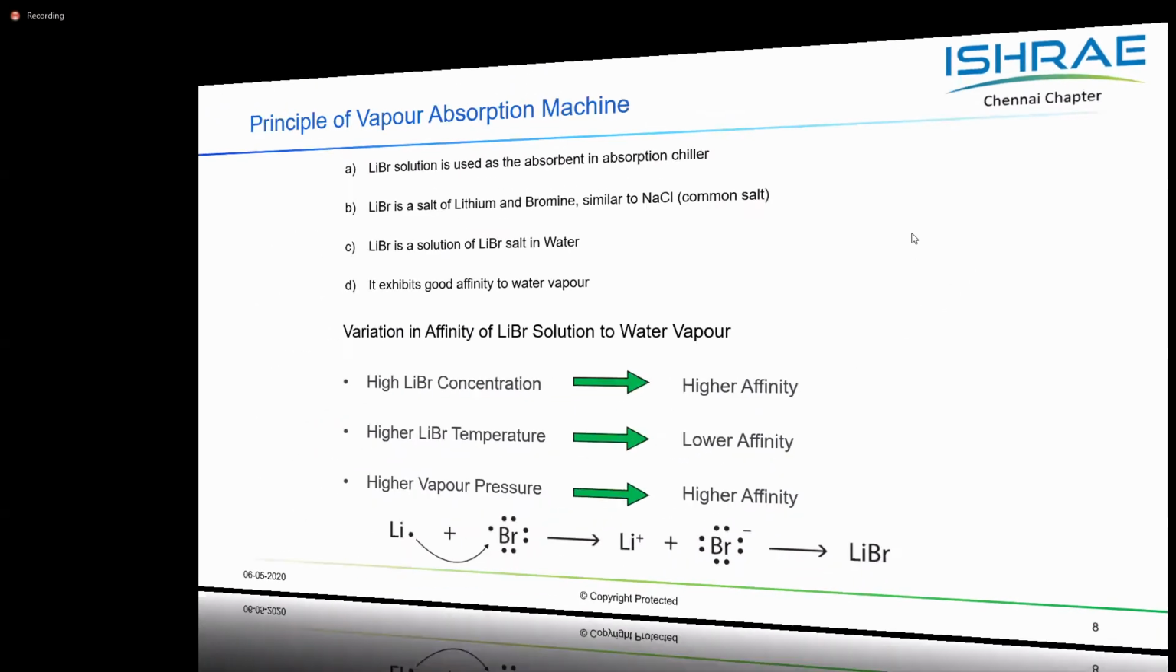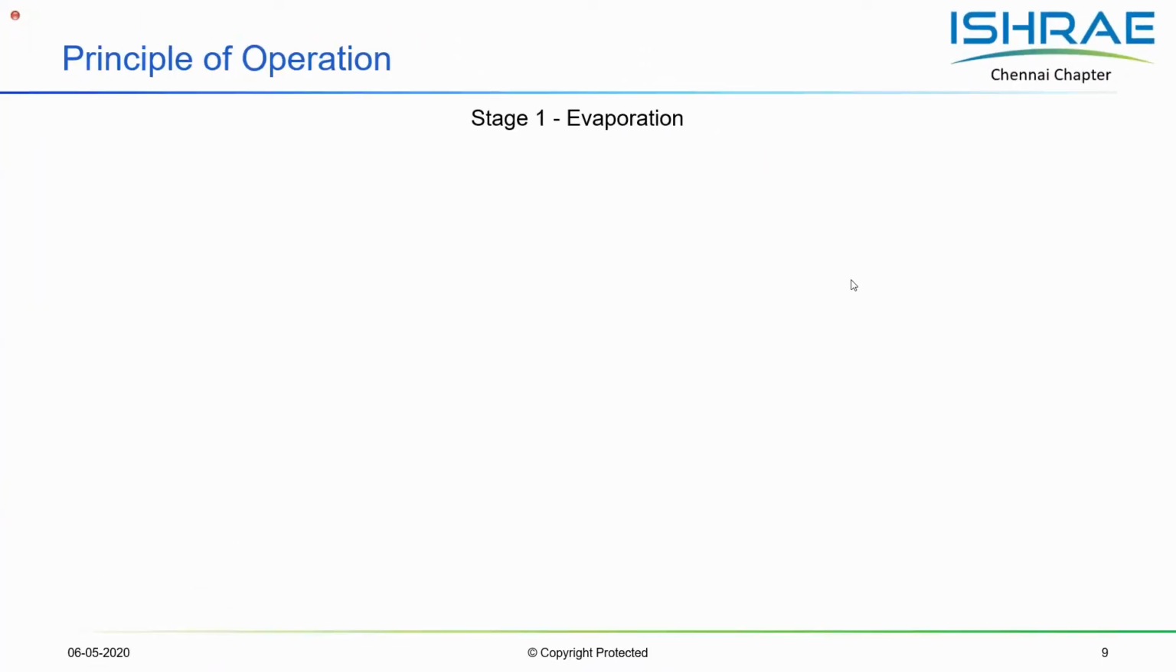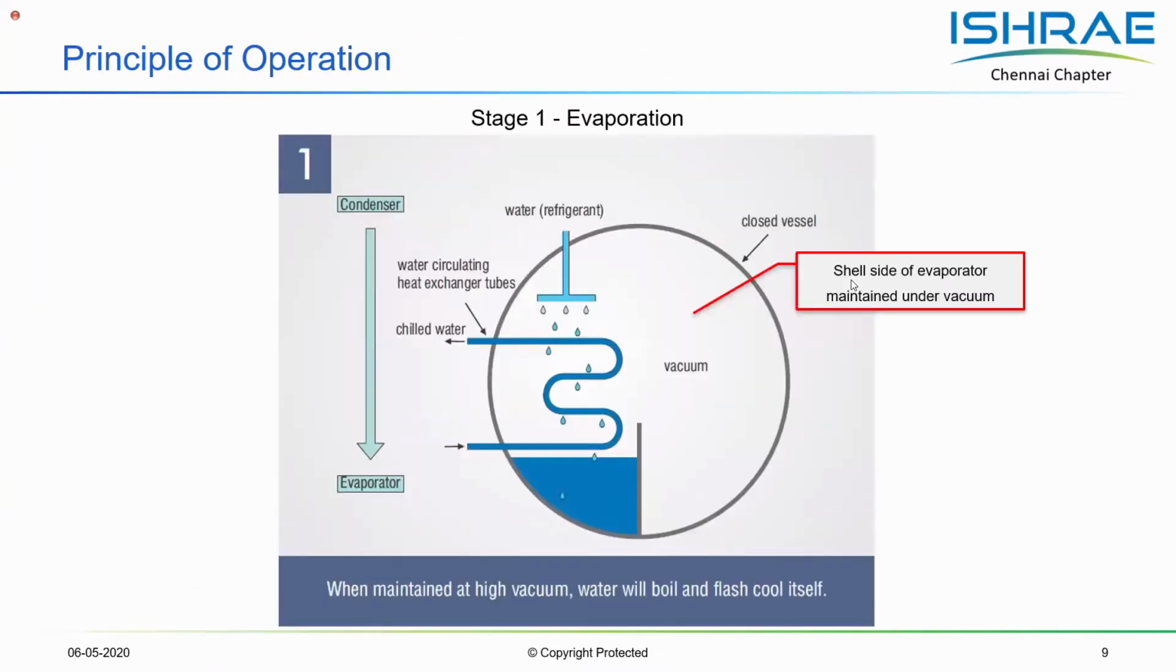So these particular properties are utilized in designing the absorption system. Now, let us briefly try to understand how this equipment works. For that, we have to see all these four heat exchangers in close. We have to focus on that. So the first heat exchanger is the evaporator.